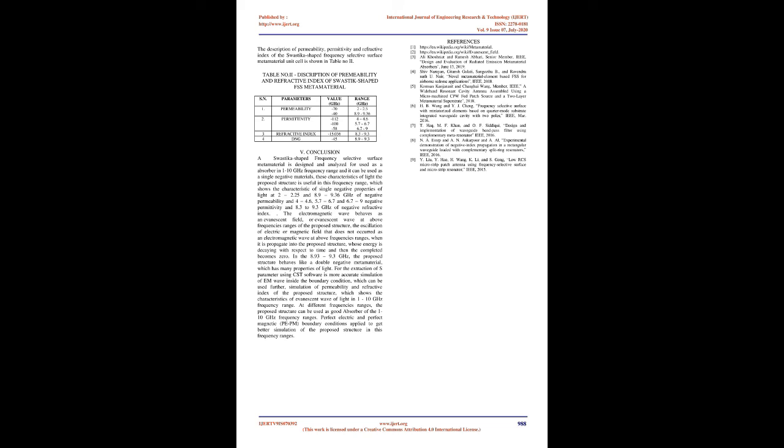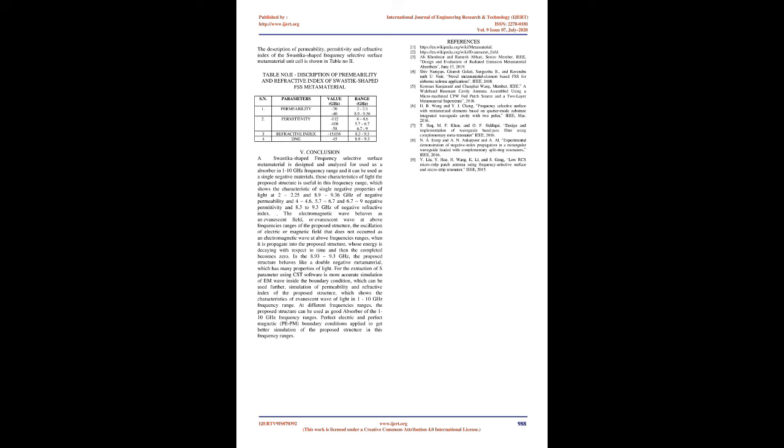A Swastika-shaped frequency selective surface metamaterial is designed and analyzed for use as an absorber in the 1 to 10 GHz frequency range, and it can be used as a single negative material. The proposed structure is useful in this frequency range, which shows the characteristics of single negative properties of light at 2.25 and 8.9 to 9.36 GHz of negative permeability and 4.6, 5.7, 6.7 and 6.79 GHz of negative permittivity and 8.3 to 9.3 GHz of negative refractive index.